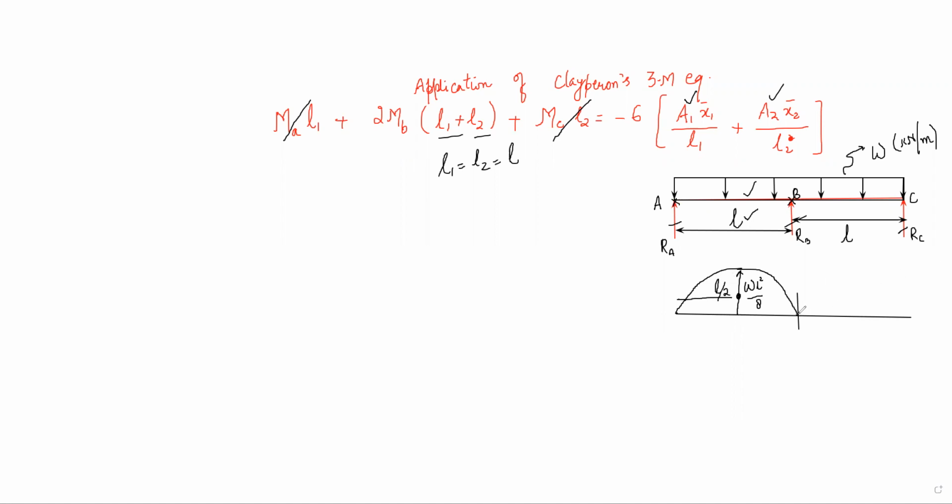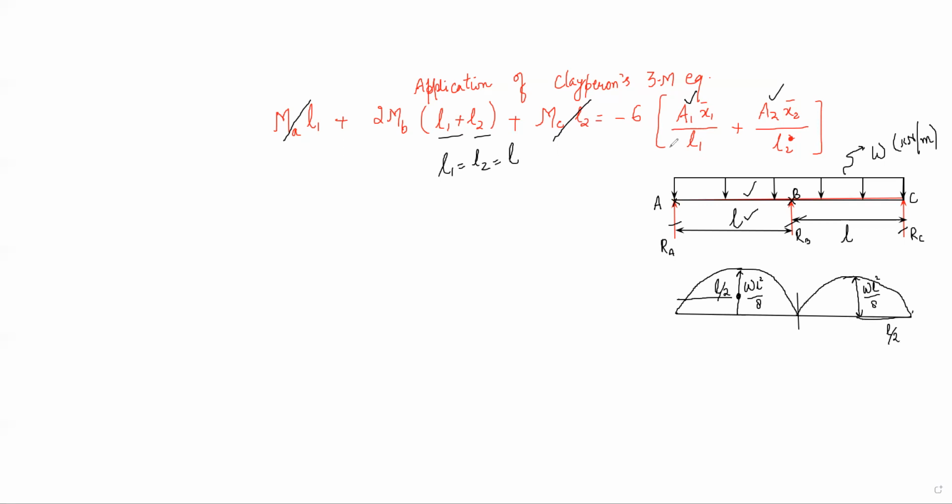The same will be the case for the right section, such that the maximum is WL square divided by 8, and the distance of the centroid from the left end is L by 2. Right? This is the free moment diagram.